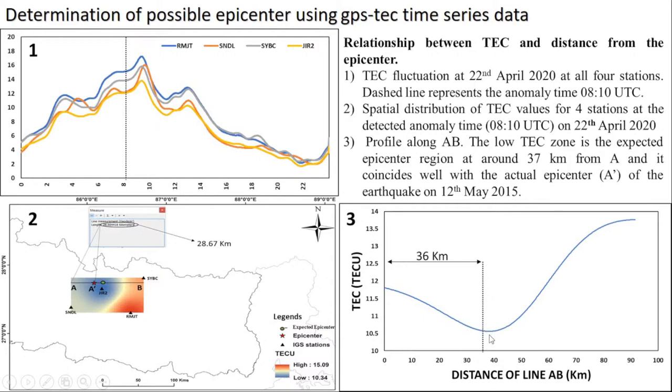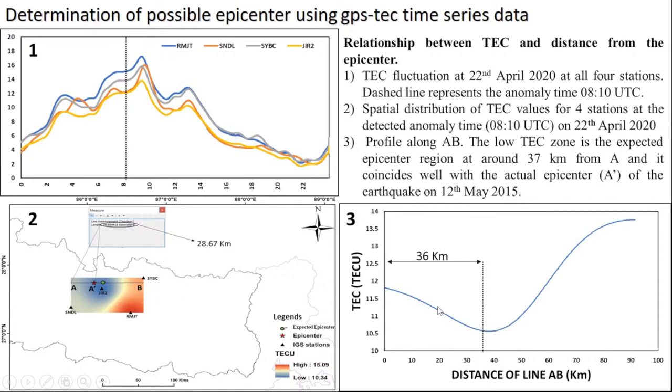So when we get this low TEC, here we are getting the low TEC. This is coming around 36 kilometers. The reference point is A. From here to here, the distance is 36 kilometers. This is the actual epicenter. This is coming around 28 kilometers. So you can compare that. And normally we are getting this 5 days, 10 days, 15 days before an earthquake.